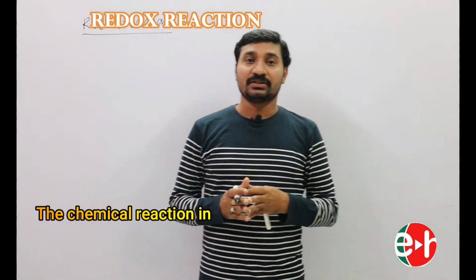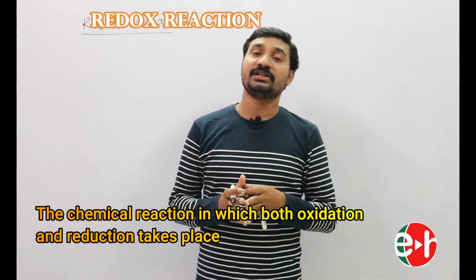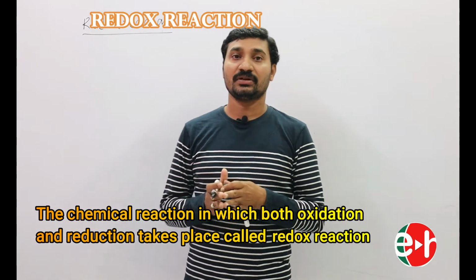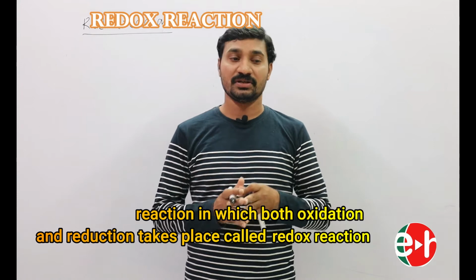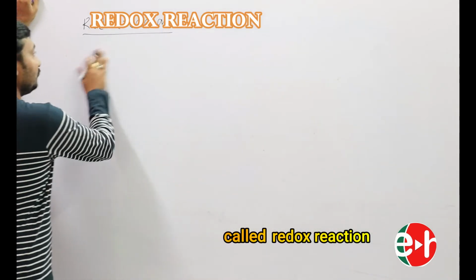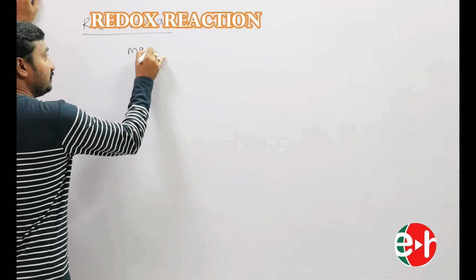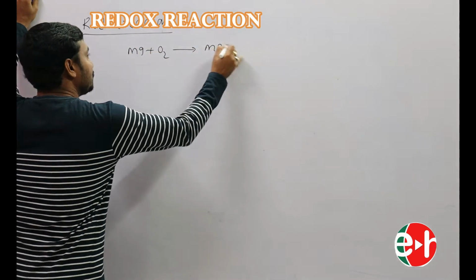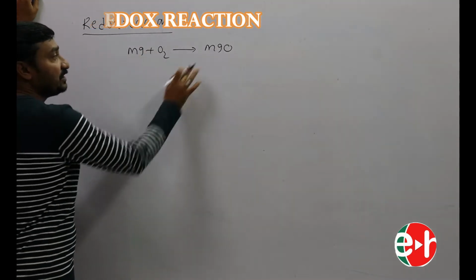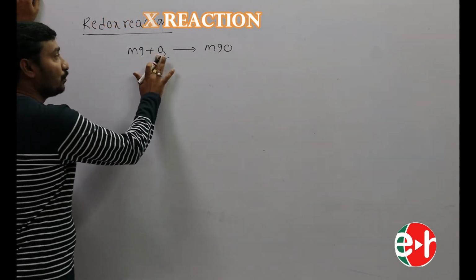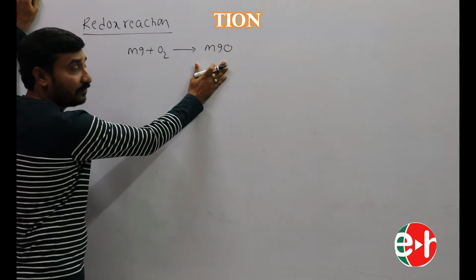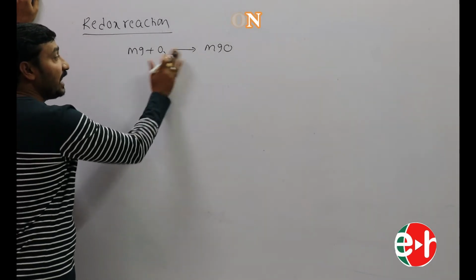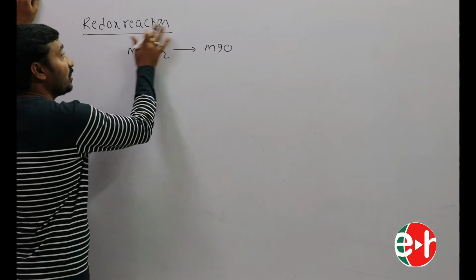What is a redox reaction? The chemical reaction in which both oxidation and reduction take place is called a redox reaction. Redox reaction means that in that reaction both oxidation and reduction take place. For example, Mg plus O2 gives rise to MgO. Just now we discussed: here Mg to Mg2+ is oxidation, O2 to O2- is reduction. So this is an example of a redox reaction. Why? Here both oxidation and reduction take place. That's why this is an example of a redox reaction.